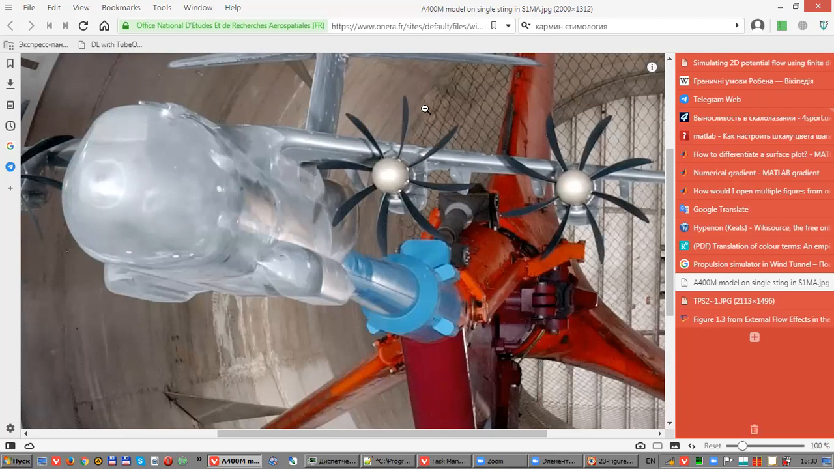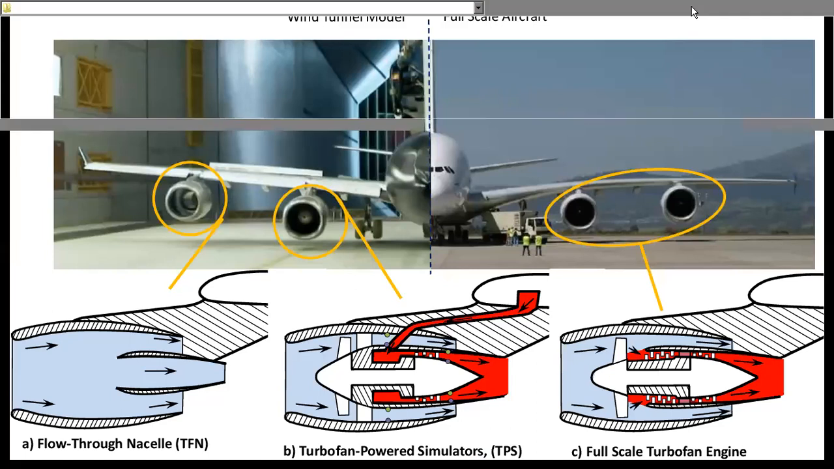And when this propulsion simulator works, it changes the airflow around the wing, and the coefficients of the model, lift and drag, also change. There is a relation between rotation speed, disk loading, and the increment in drag and lift. So I want to show a short picture. You see the picture now, yeah?